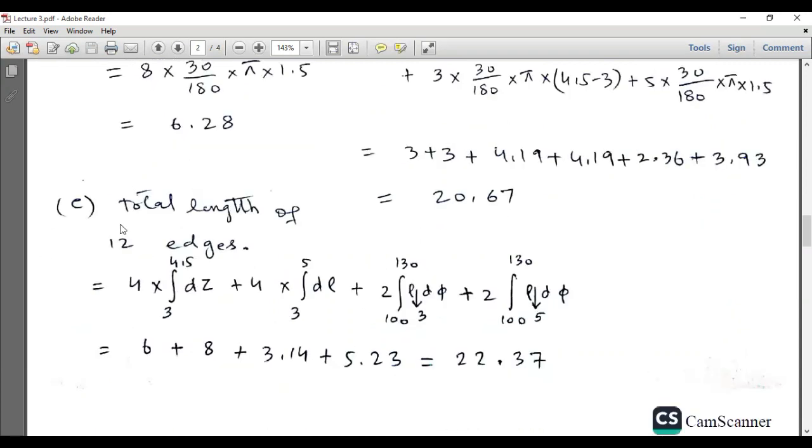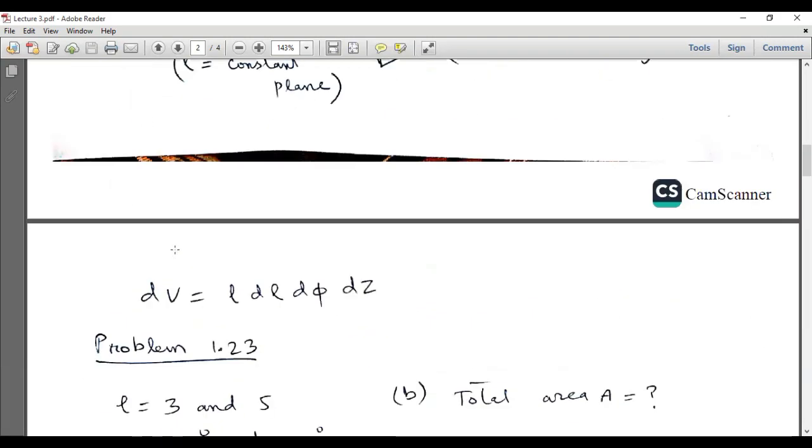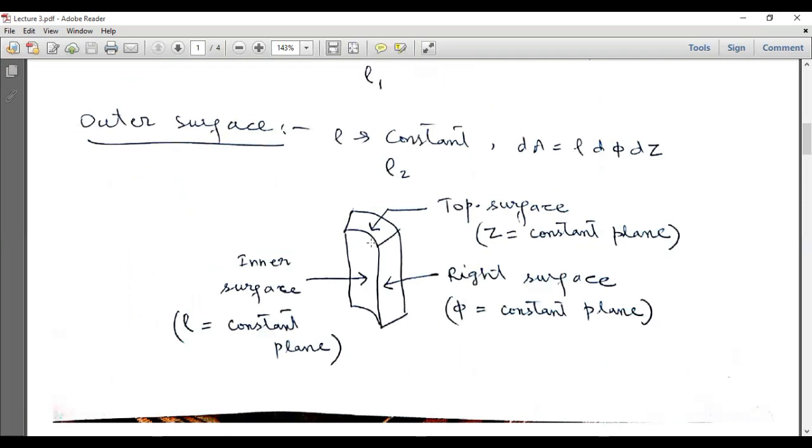Now in the third part, we will have to calculate the total length of all the 12 edges. So here we have 12 edges. This is the first edge, this is the second edge, this is the third edge, and there will be the fourth edge which is not visible.